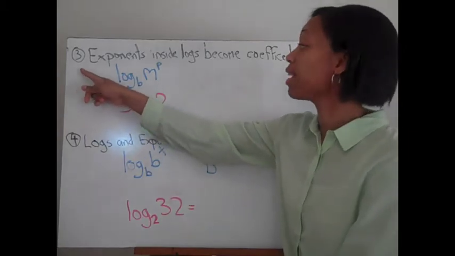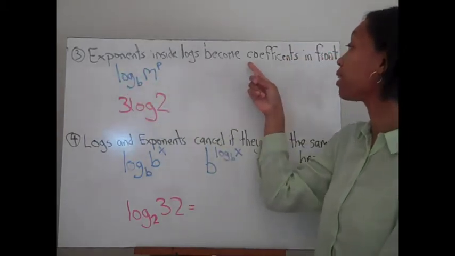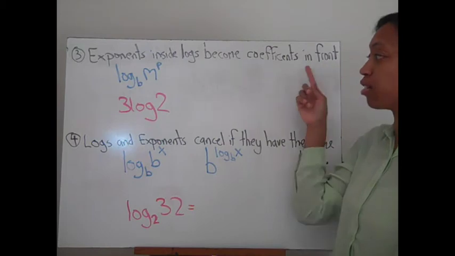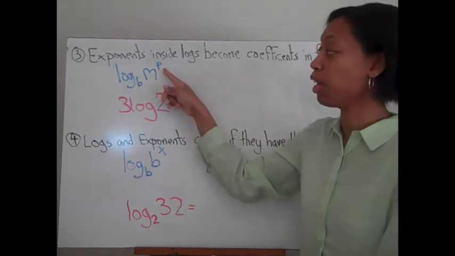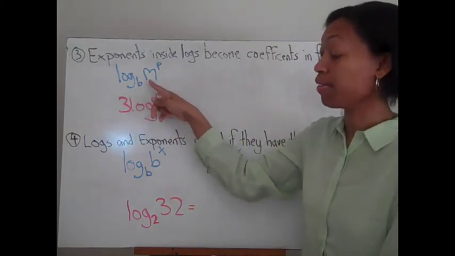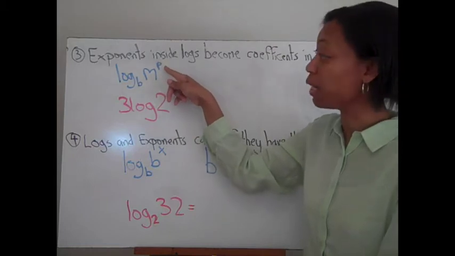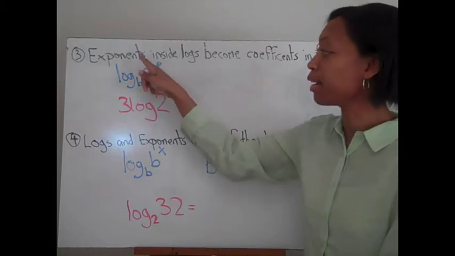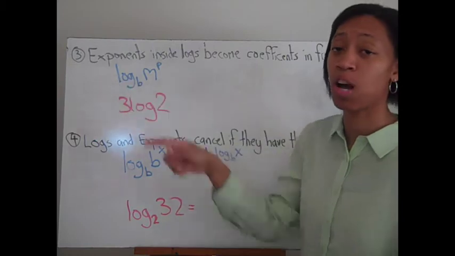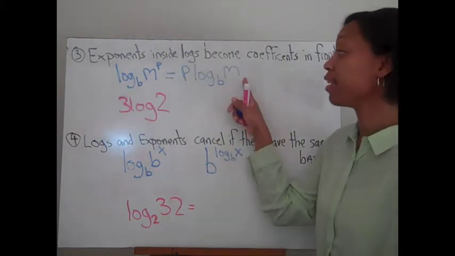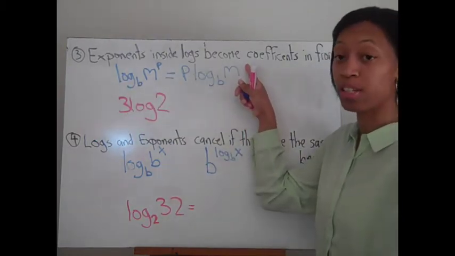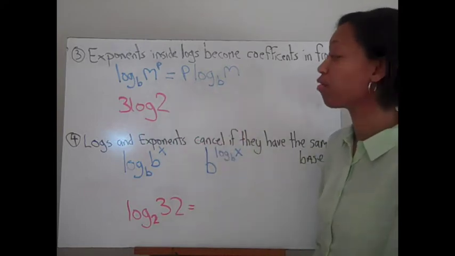The third rule is that exponents inside the logs become coefficients in front. So if you have an exponent up here like this, log base b of m to the power p, with p for power, that p can move out front and become a coefficient. We write it like this. The p that used to be small is now a coefficient in front.